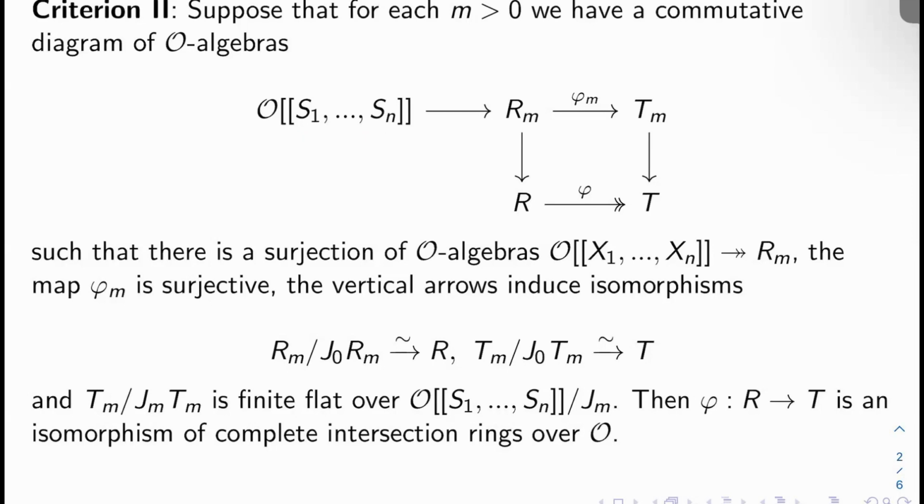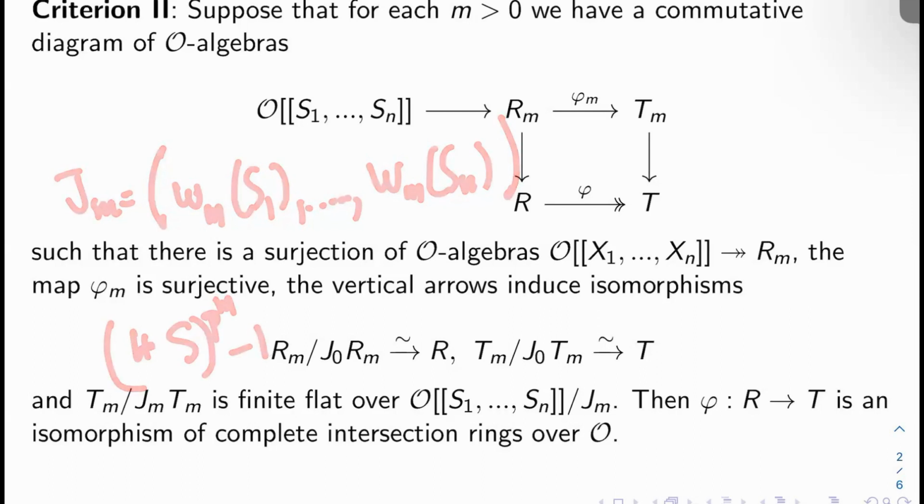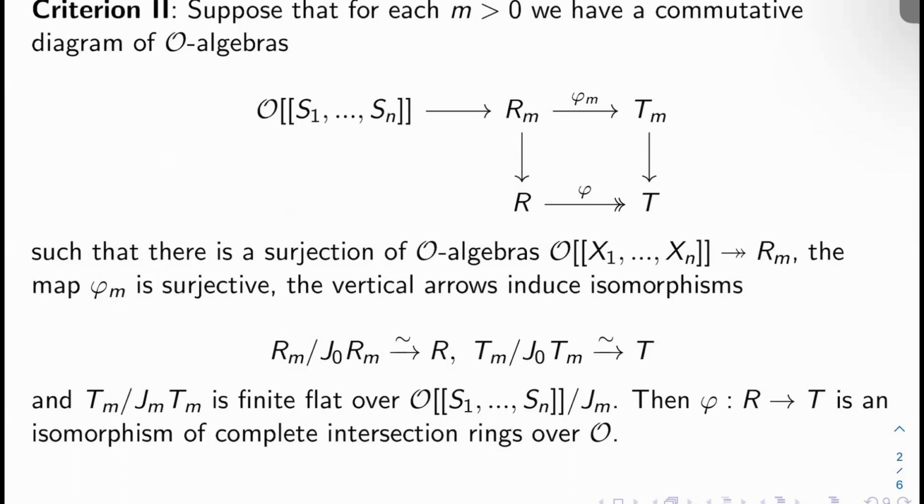Okay. And finally, we want T sub m mod J sub m T sub m to be finite flat over O double bracket S1 through Sn mod J sub m. What is J sub m here? J sub m is the ideal generated by what we called omega_m(S1) through omega_m(Sn), where omega_m(S) is the polynomial (1+S)^(p^m) - 1. So if you actually work that out, J0 is actually nothing but the ideal generated by S1 through Sn.